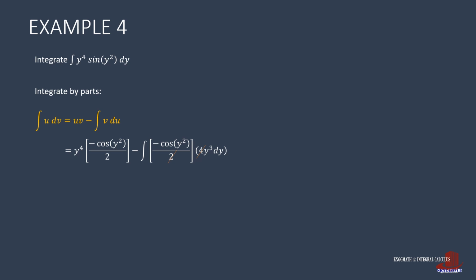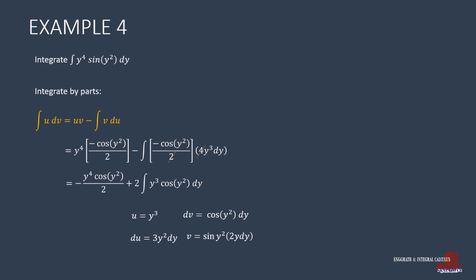the integrand has a product. So we attempt to work on another integration by parts. U this time is y cubed, and du is 3y squared dy. dv is cosine of y squared times y dy, and v is sine of y squared over 2. We are missing y in the integrand, so we extract a y in the first term again.